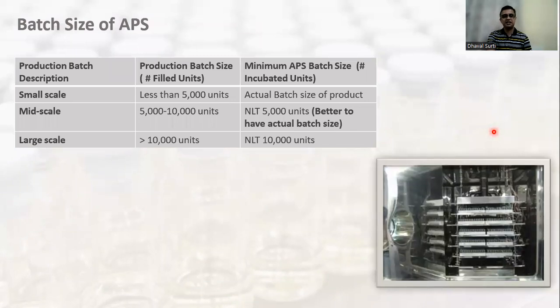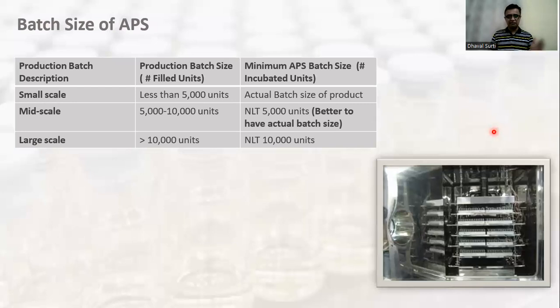Now batch size for the process: what is the acceptance criteria? For a small scale production batch, if it is less than 5,000 units, we have to simulate the actual batch size of the product. There is one example with this. If your actual batch size is, for example, 4,000, and you are going for the actual product simulation of 4,000, then what can go wrong is if you don't get the full 4,000. In your commercial batch you are getting 4,000, but in your simulation you are getting, for example, 3,800 because of fill rejects and filtration losses. So if the batch size is less than 5,000 and your actual batch size is 4,000, you must at least get 4,000 good media filled vials for the simulation. So it's always better to go for higher than the actual batch size if the batch size is less than 5,000.